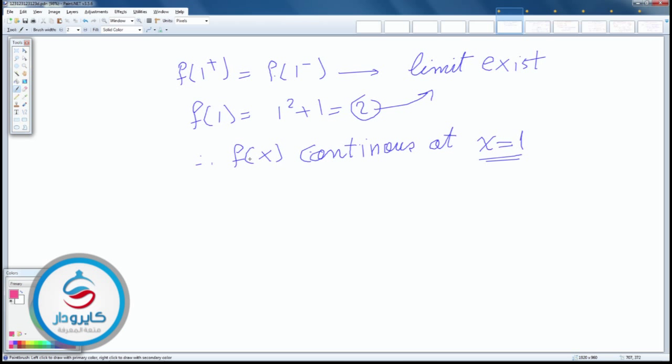So what does our problem say now? It says that the limit of f of x exists as x tends to 1, and f is defined at x equals 1, and the limit equals the value of the function at x equals 1, which is 2, then the function f of x is continuous at x equals 1. Now discuss the differentiability. First I will find f dash of 1 from the left. It is the limit as h tends to 0 from the left of f of 1 plus h minus f of 1 over h.